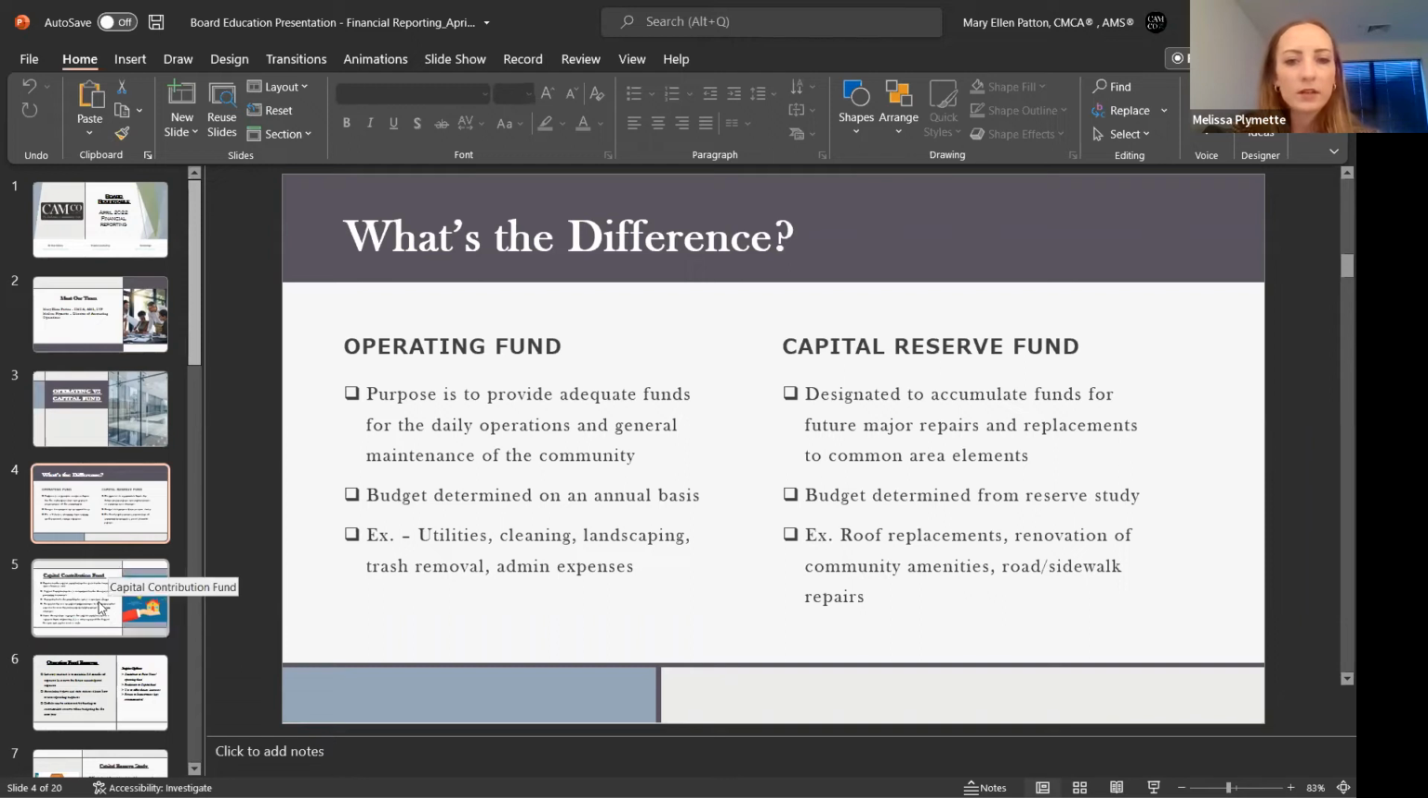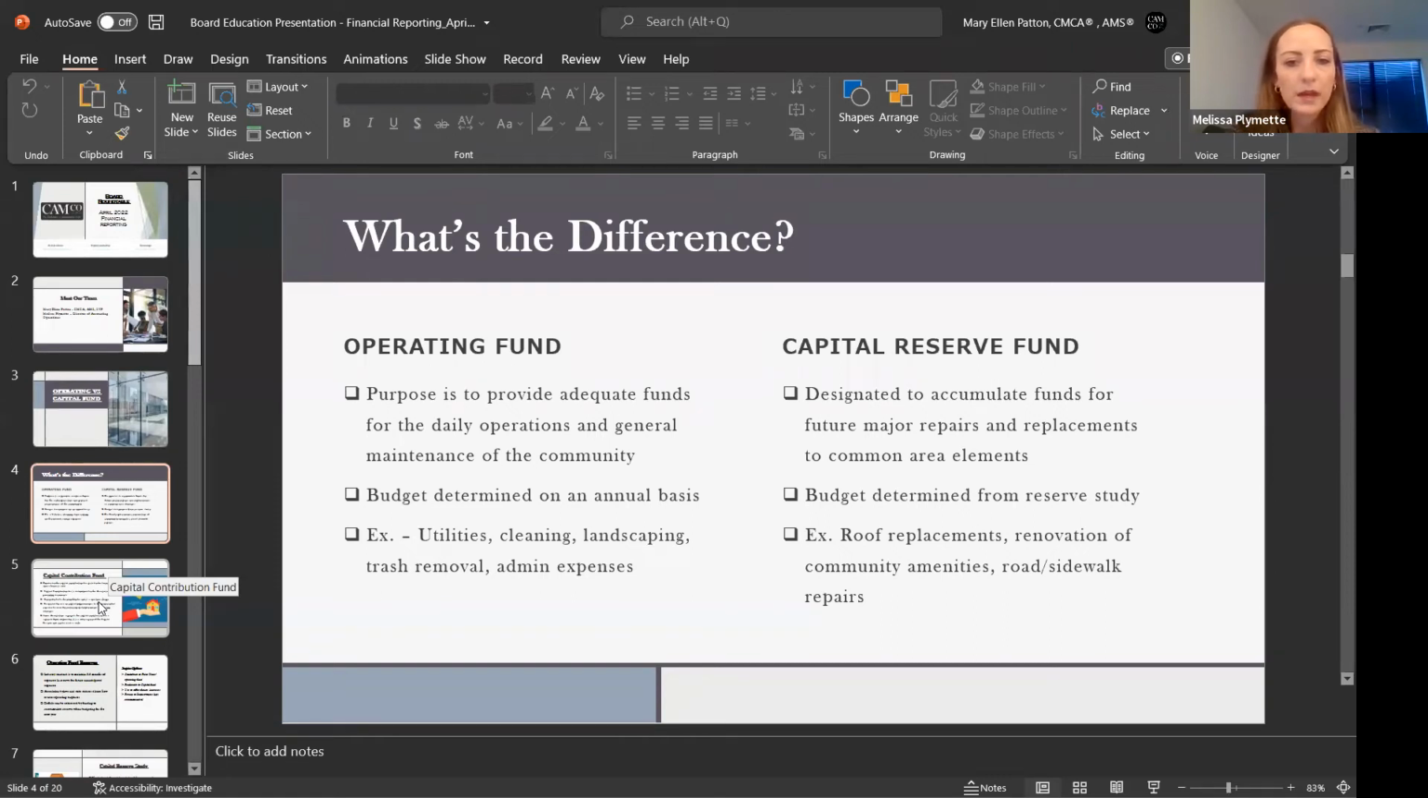So the operating fund exists for the purpose of providing the associations with the necessary cash to maintain the daily operations of the community and perform necessary maintenance on the property. The budget for the operating fund is determined on an annual basis, and it's primarily driven by property contracts, staffing needs, administrative expenses, and then historical trends as well for things like utilities.